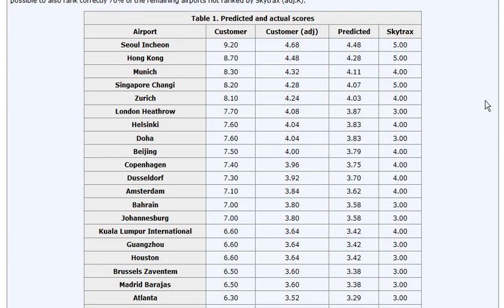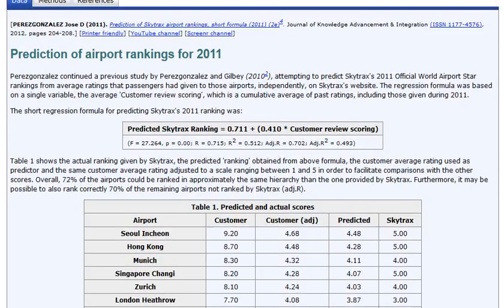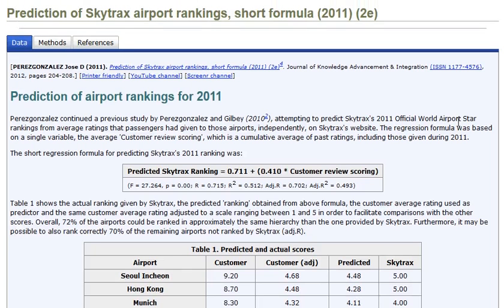So if you get the previous publication, there is not much difference between the two of them other than cosmetic. Now the main goal of this article was to produce this regression formula in order to predict Skytrax airport rankings for 2011.